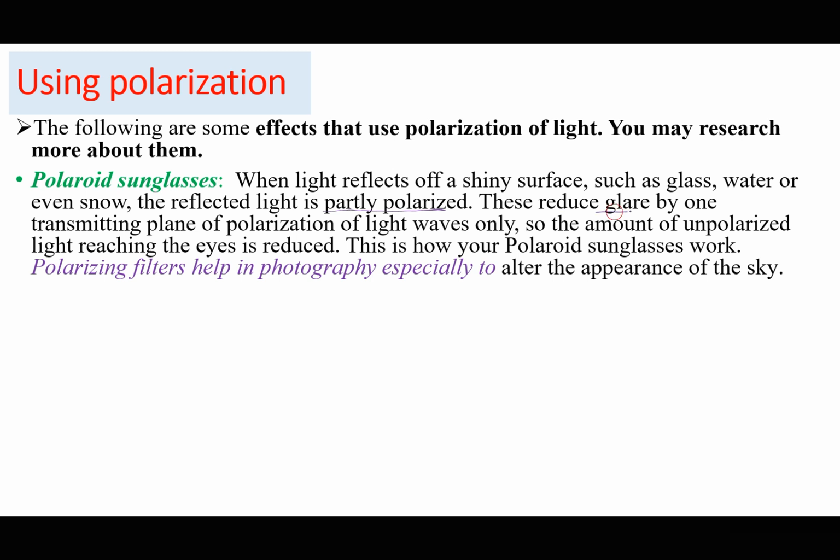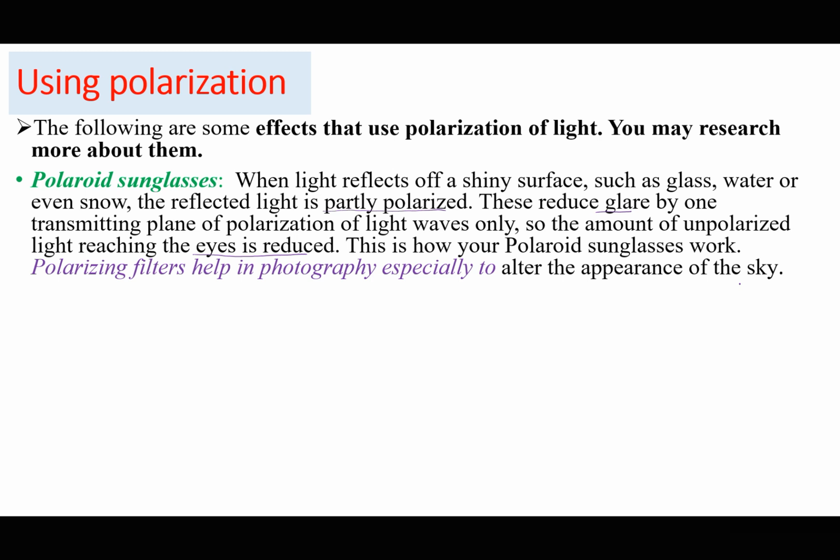These reduce glare by transmitting one plane of polarization of light waves only. So the amount of unpolarized light reaching the eyes is reduced. This is how your polaroid sunglasses work. Polarizing filters help in photography, especially to alter the appearance of the sky.